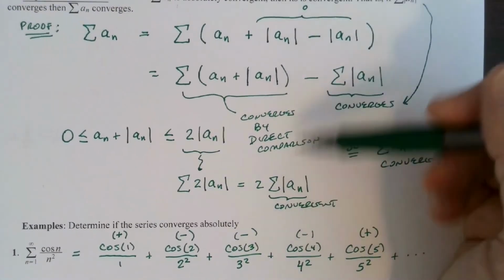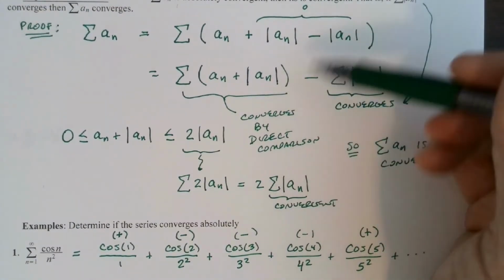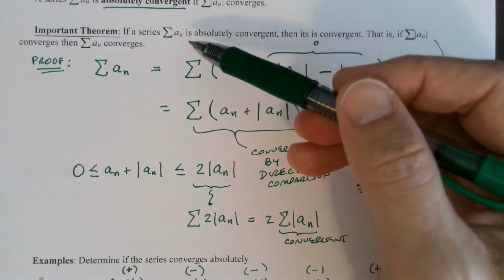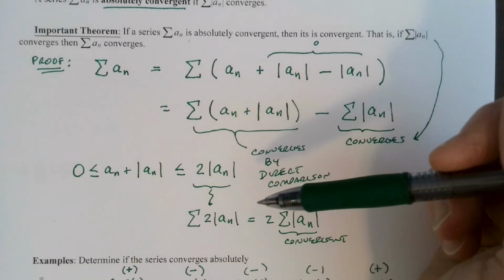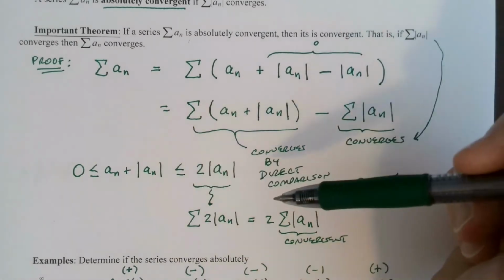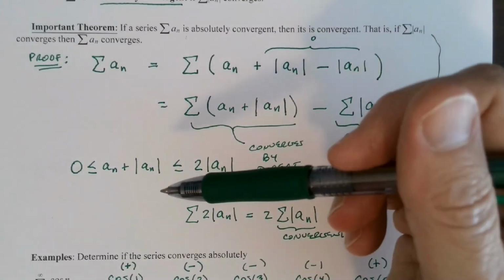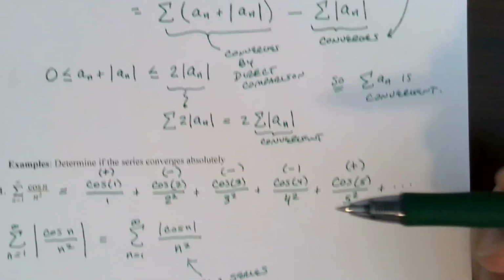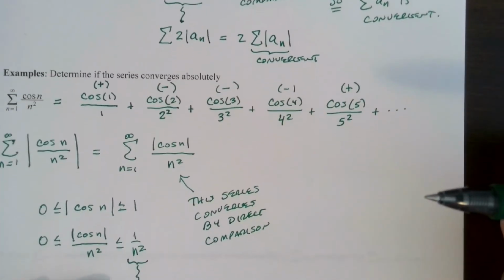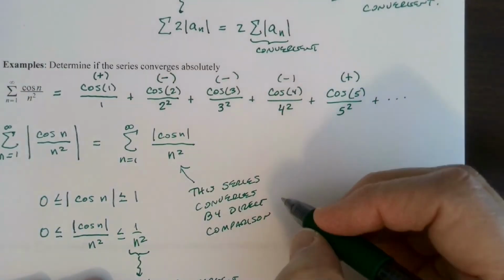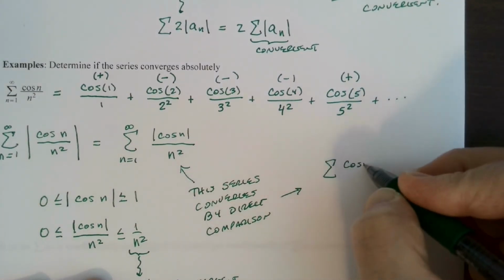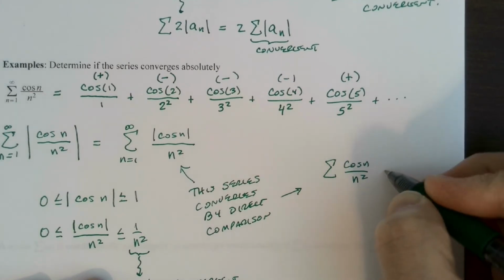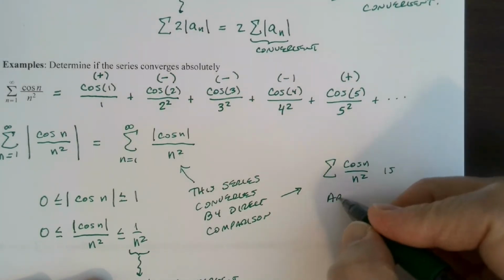So this theorem is real powerful. If I'm trying to determine if a series that has some negative values in it is convergent or not, I just take the absolute value and look at that series, which is back to what we've been doing previously, looking at a series with positive terms in it. And therefore, this series is absolutely convergent.